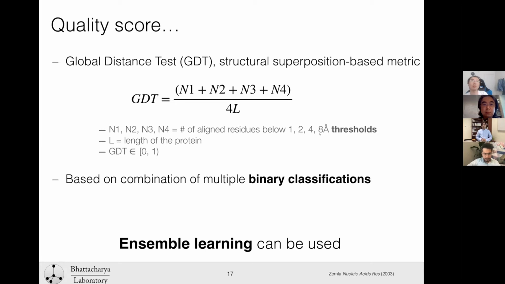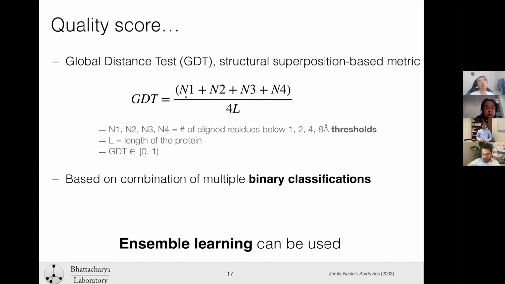And the denominator has this L, which is the length of the protein. This is the number of amino acid residues that the protein has. And consequently, GDT lies between 0 and 1, with 1 meaning the two structures are perfectly identical.